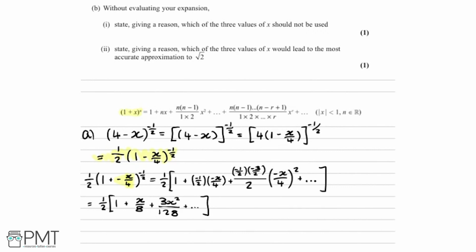So lastly, I'm just going to multiply through by the half. So we're going to have a half plus, so that's going to be x over 16 plus 3x squared over 128 times 2, which is 256.